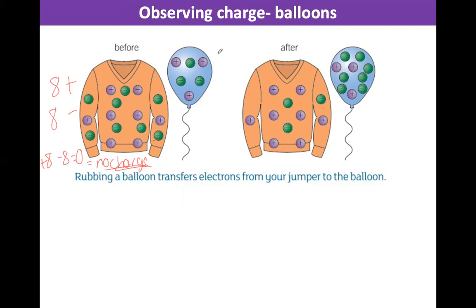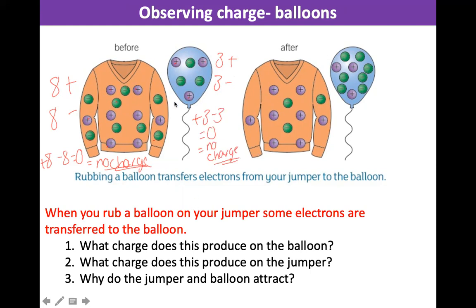Let's have a look at the balloon now. It has 3 positives, so 1, 2, 3, and 3 negatives. If we do plus 3 minus 3 in maths, we get 0. So this balloon also has no charge. But if we were to rub the balloon and the jumper together, some electrons move towards the balloon. Some of the electrons from the jumper are going to travel to the balloon. Let's have a look at what happens. Here we have some of the electrons missing. We still have 8 positive charges, so 8 plus, but the minus charges we only have 3. If we do our maths calculation again, plus 8 minus 3, we are left with plus 5. And plus 5 is a positive charge.